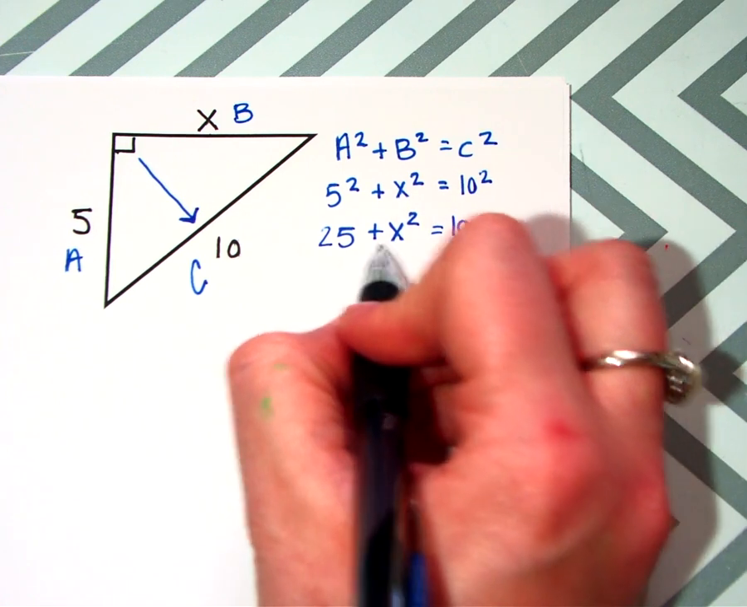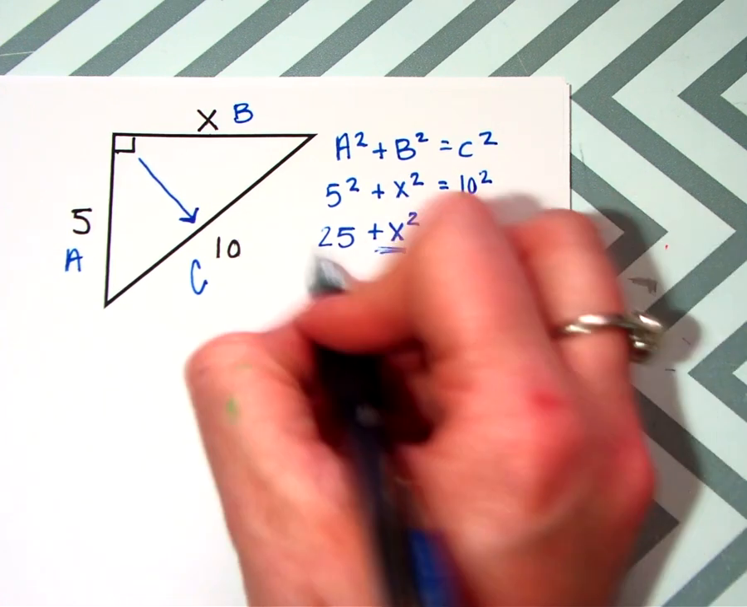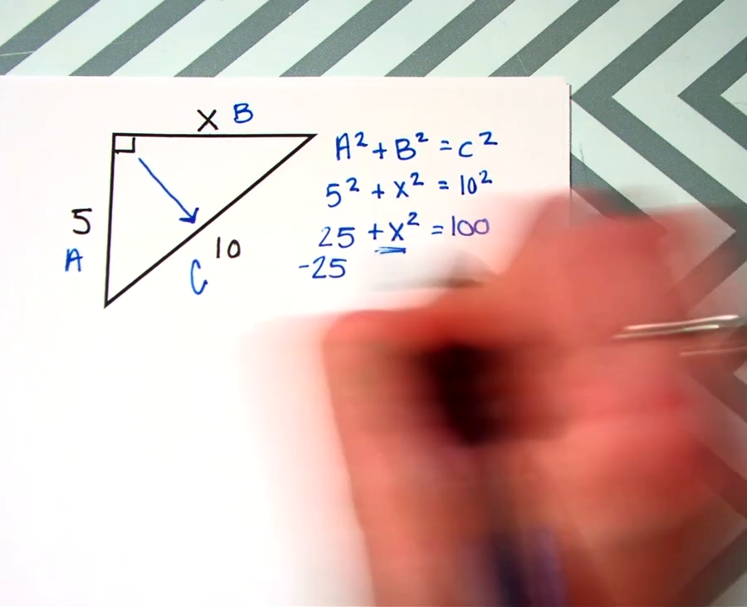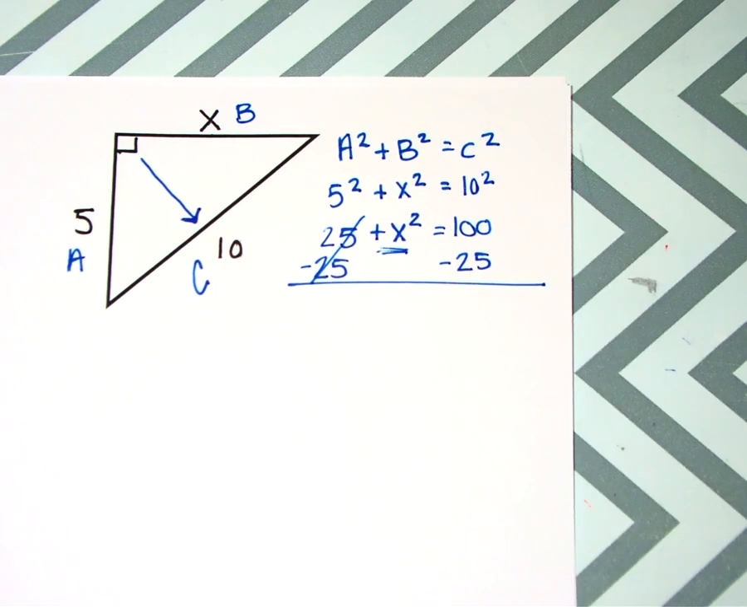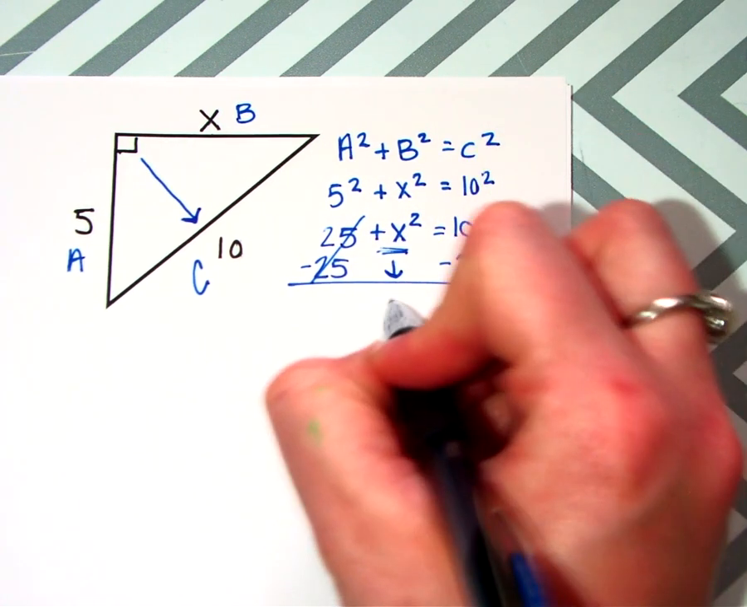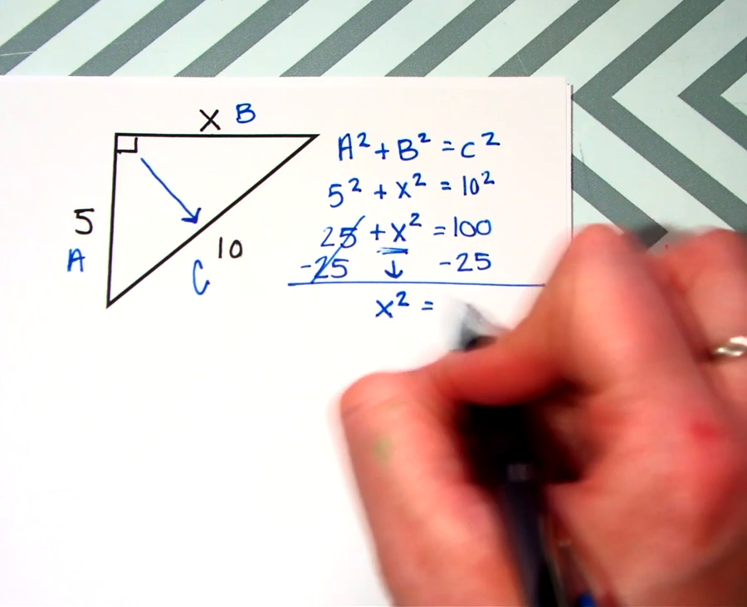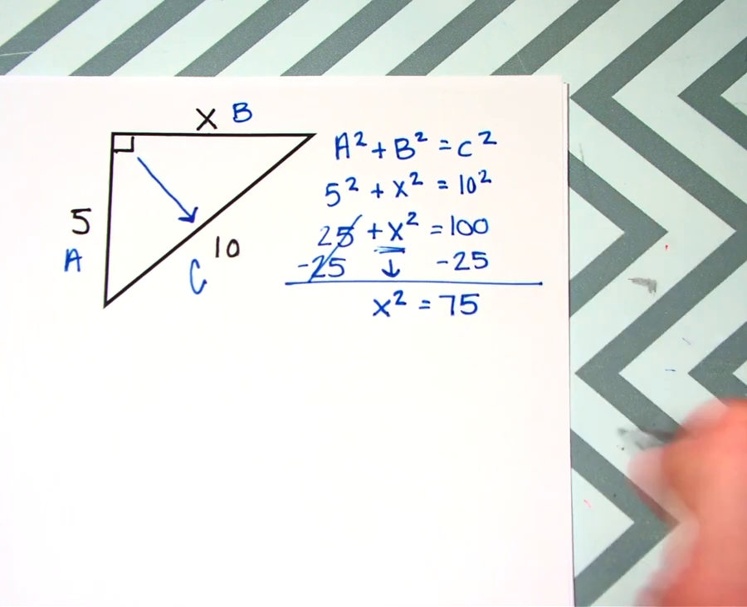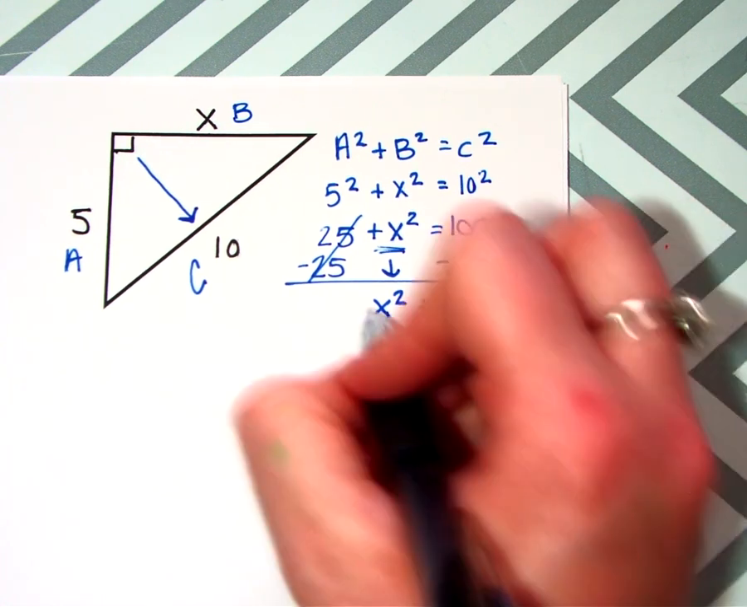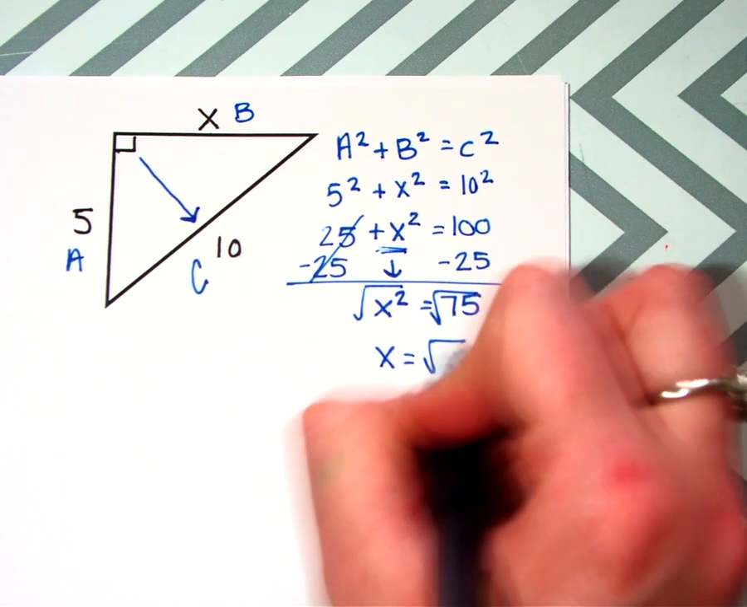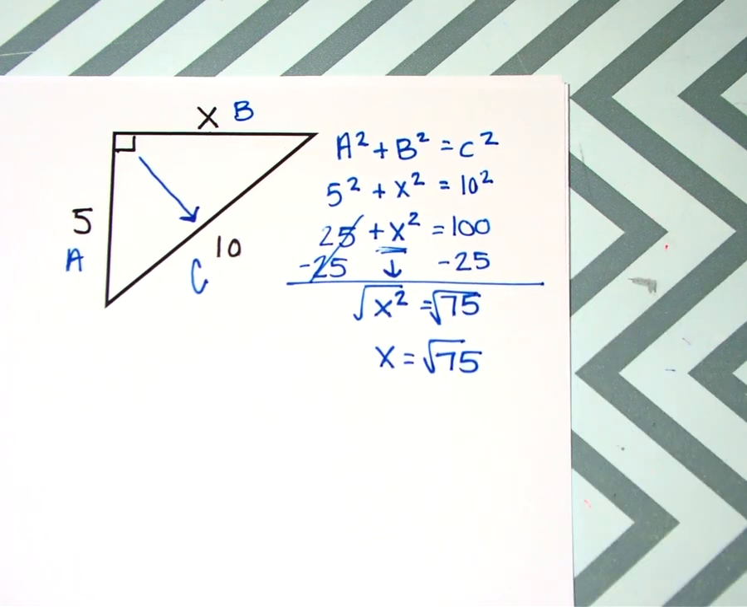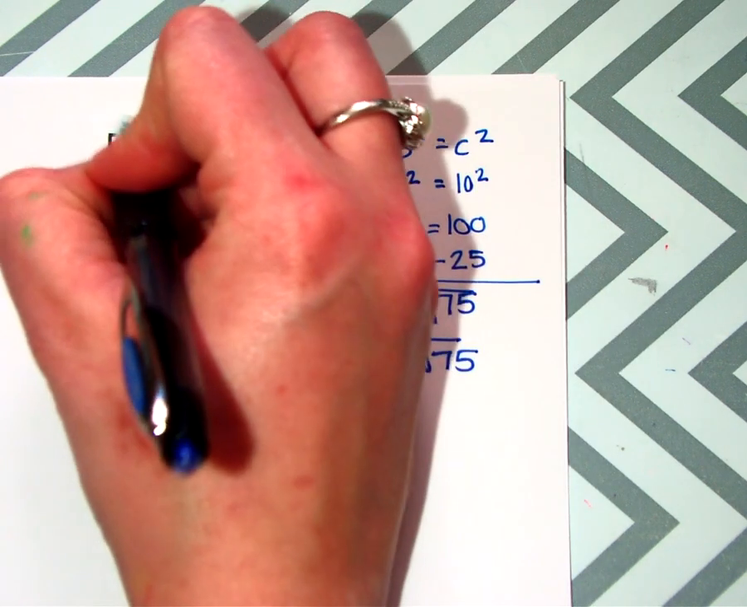Our goal here is to isolate x squared, so in order to do that, I'm going to move the 25 through subtraction. That cancels. I'm going to bring down what I haven't used. 100 minus 25 is 75. To undo the square, I square root, and when you square root 75, you get a decimal. So we're going to leave it as square root of 75, and that is your B value.